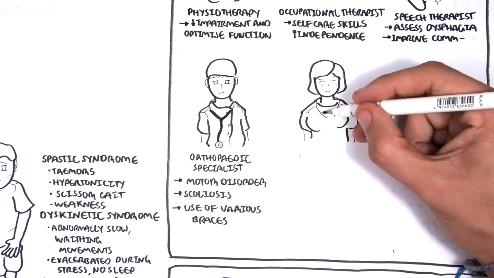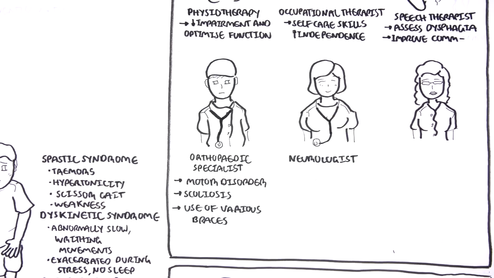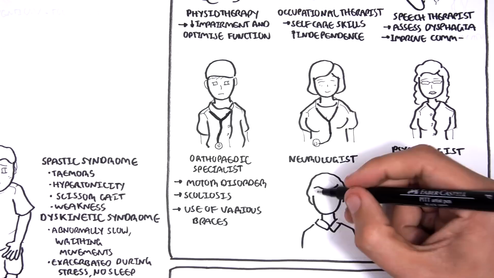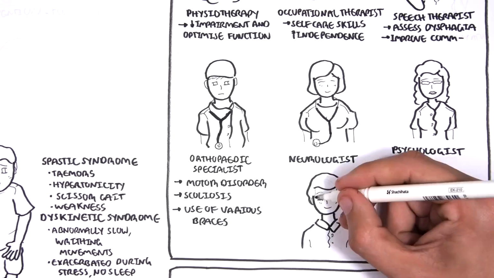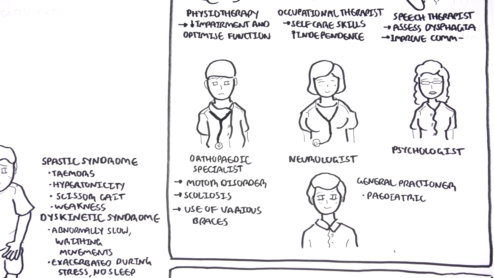A neurologist, as well as a psychologist, is important for mental health. The general practitioner or family physician is probably the person who coordinates the whole thing. Then there's also the pediatrician and neurologist, as well as a pediatric nurse, if and when necessary.